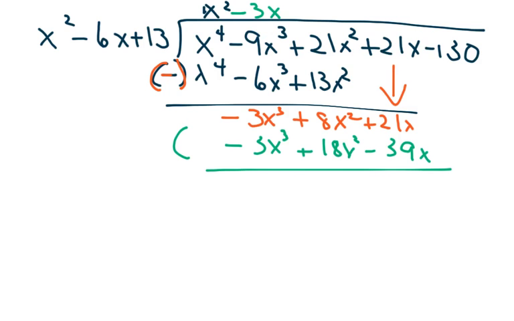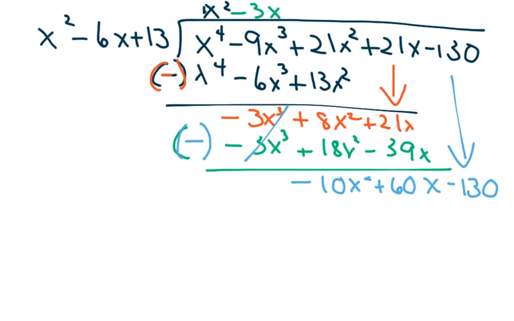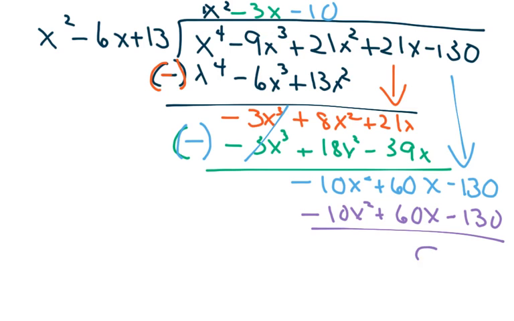Let's do this in blue. And so I'm going to get, this cancels, so you're going to get negative 10x squared plus 60x, and bring down the minus 130, and the next thing will be minus 10. So you multiply here, and you're going to get negative 10x squared minus 60x minus 130. Oh, this is plus, sorry. Minus 130. That zeroes out.